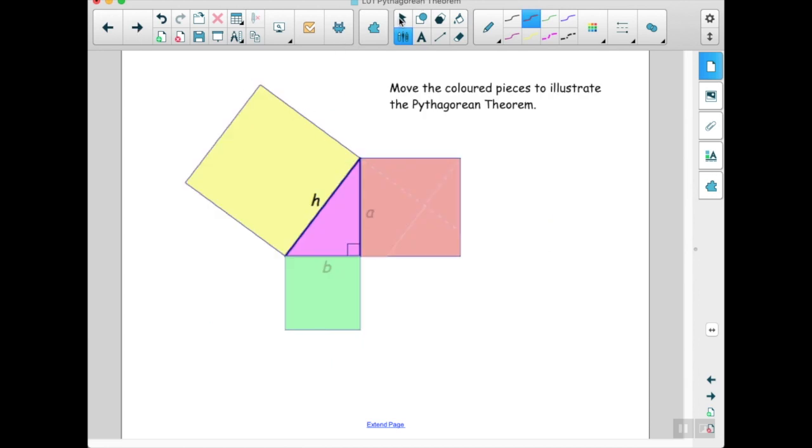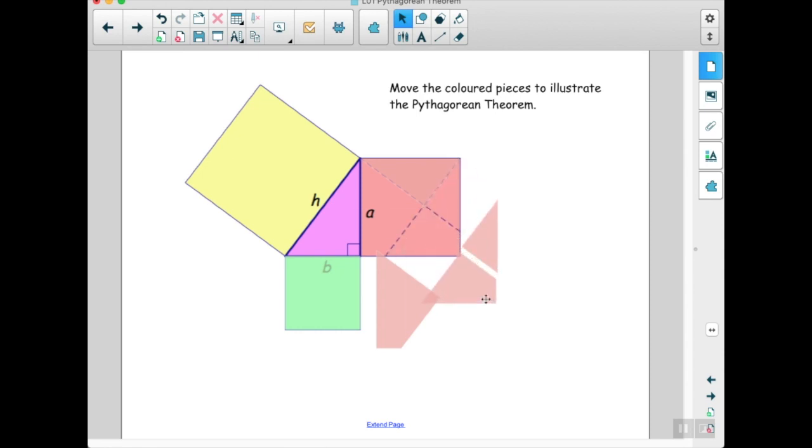Maybe I'm going to upload this. This is a bit of a puzzle. These pieces all come off. Maybe I'll see if I can find a way to upload that for you, and then you can try and move it yourself. This is a visual proof of the Pythagorean theorem. If you can cover the yellow area with the green and red, then that's a visual proof of the Pythagorean theorem. I'll try and upload that, and you can try that on your own.